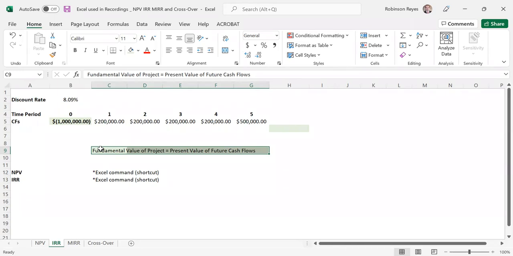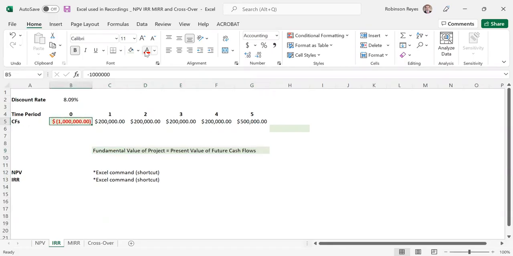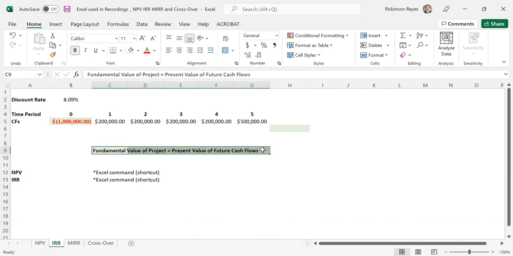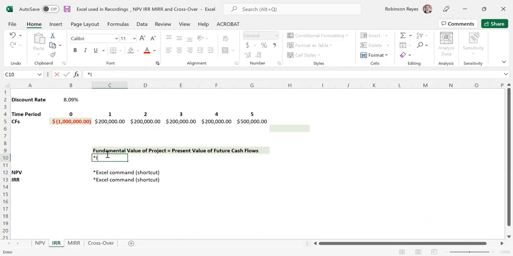We are assuming that the fundamental value of a project, which should be reflected in the initial investment, basically, is equal to the present value of future cash flows. And if a project is correctly, fairly priced, then the initial investment will be equal to the fundamental value, which is the present value of future cash flows.